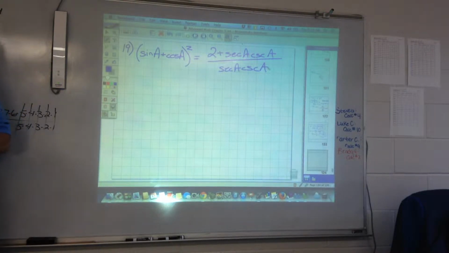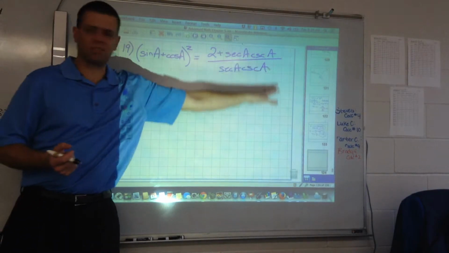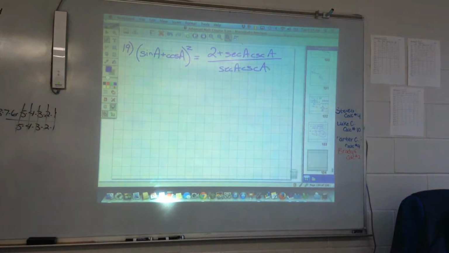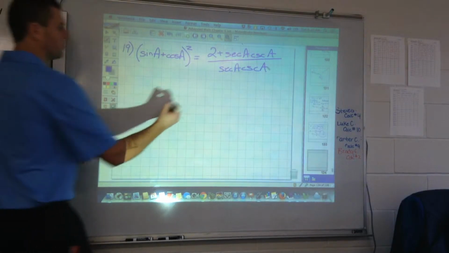The side that I would definitely work with would be the right side in this case, okay? Because if I can change all those to sines and cosines, I can make it look like the left side. That would be my approach.